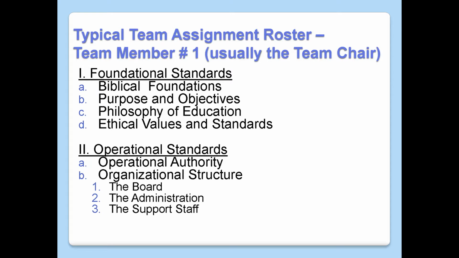Here's what a typical roster assignment would look like. Team member number 1, usually this person's going to be the chair. And most of the time, this person will have executive administrative experience or be currently serving as an executive administrator in their own institution. And the reason for that is because you can see what they're evaluating: biblical foundations, purpose and objective, philosophy of education, ethical values and standards, operational authority, organizational structure, which includes the board, the administration, and the support staff. So we want a chief administrator to evaluate administration.